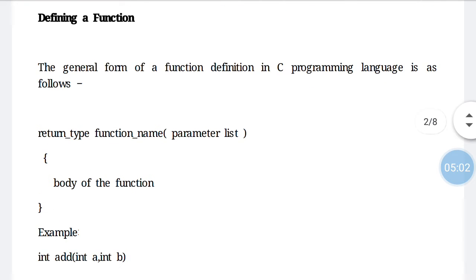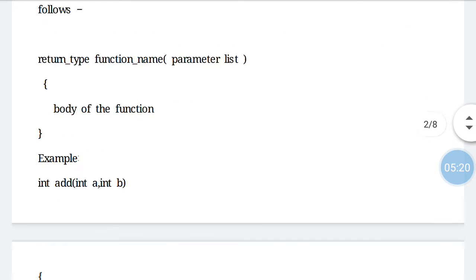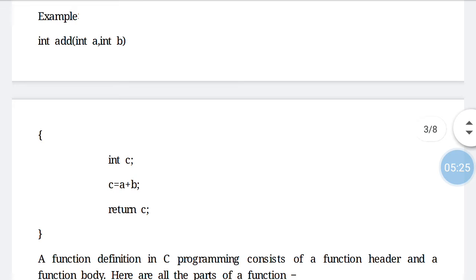So this is the form of function definition. First we have to again write the return type, function name, and with the parameter list, and then in the parenthesis we have to write the body of the function. And so this is the example of writing body of function. Add function will add the value a and b and return it c.